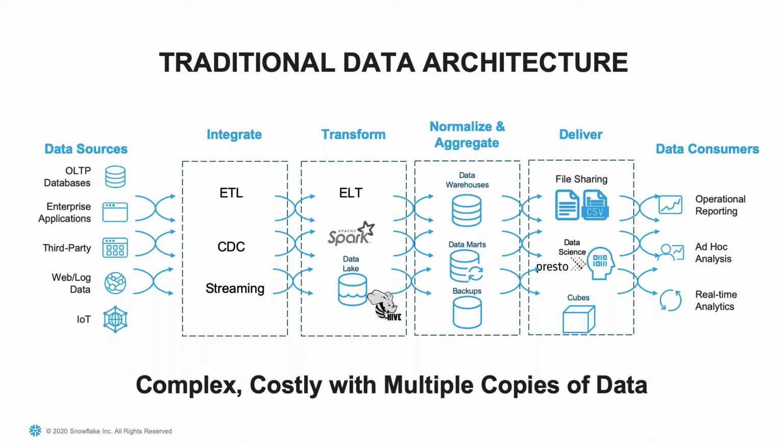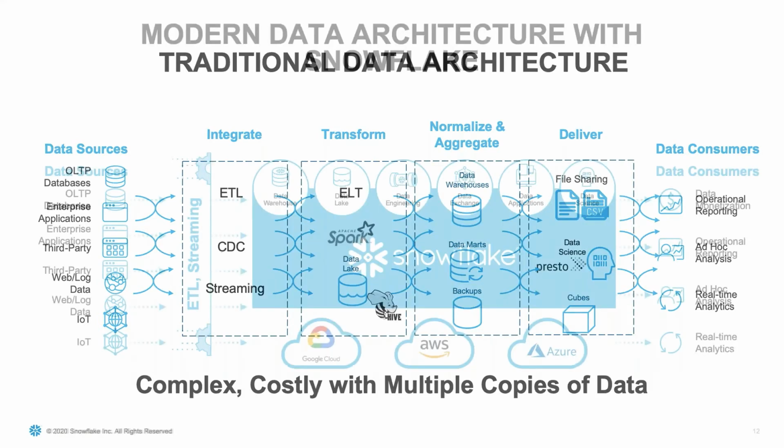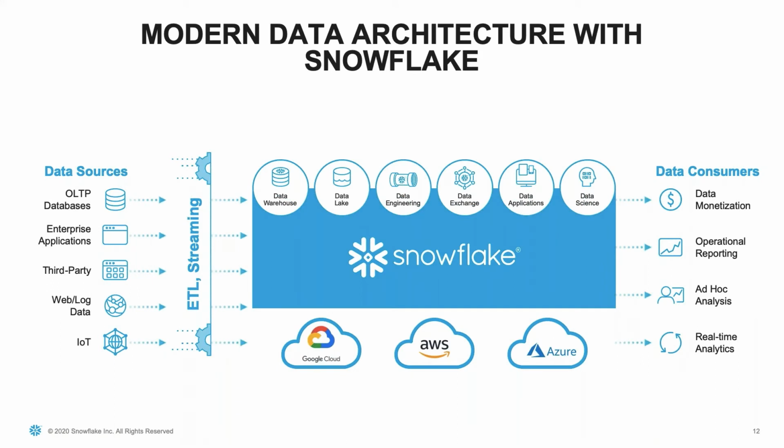So that's the big problem that Snowflake solves: it allows you to eliminate a lot of this complexity. You can put your data in one place, and you can do these different workloads on top of it. And the platform itself can run in the cloud, so it runs on each of these different cloud vendors.